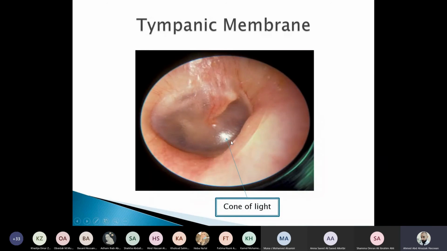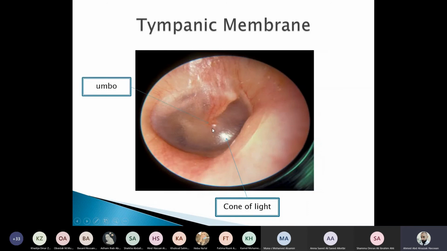So from the cone of light, we can actually know if it's the right ear or the left ear. So this ear should be the right one. On the right ear, it points towards 5 o'clock. If it's the left ear, it will be pointing towards 7 o'clock. Okay, guys? So from the cone of light, we can decide which side this is. The cone of light should be present. If it's absent, then this is abnormal, as we will see in a few minutes.